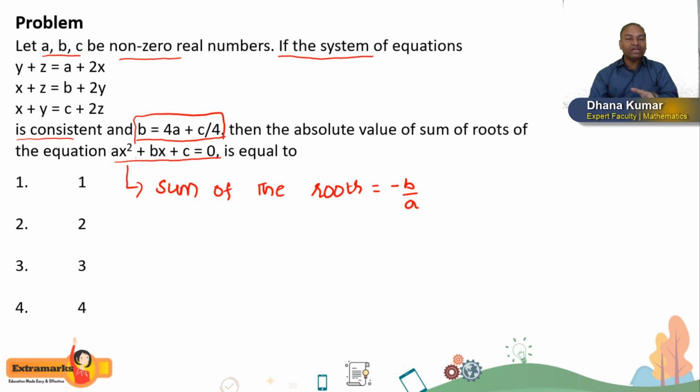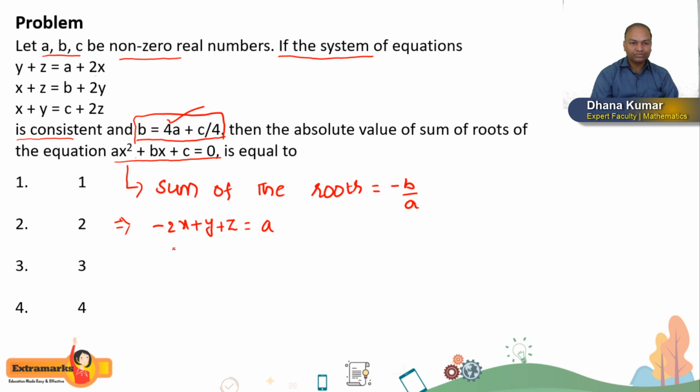How to find a, b? Two conditions. What are the two conditions? One is this, the second one is the consistent part. Correct or not? Okay, let us see. I am rewriting the given equations. You observe this one like this. Plus 2x, shift this side, it becomes minus. So minus 2x plus y plus z is equal to what? A.